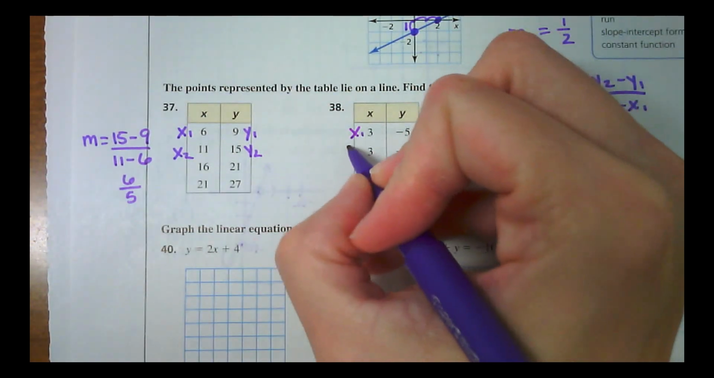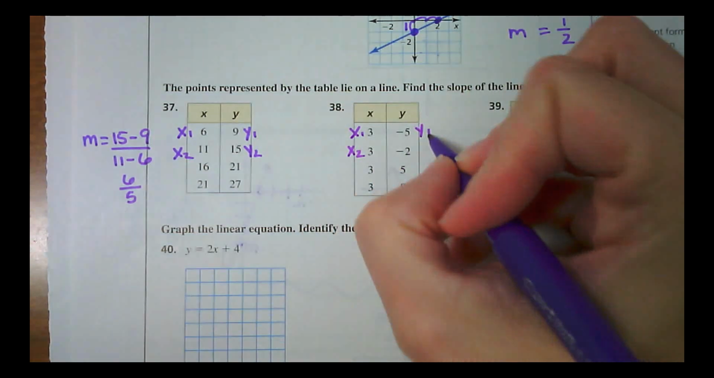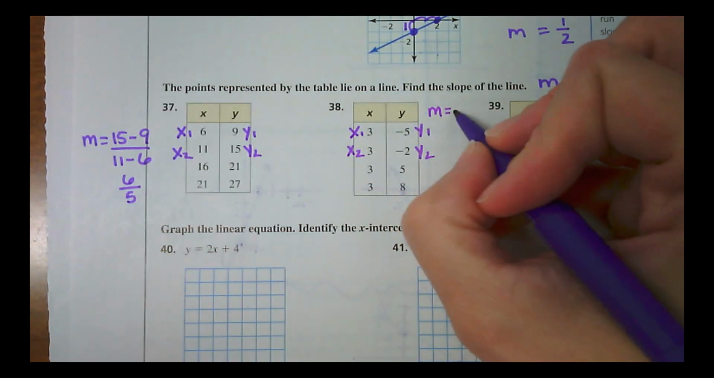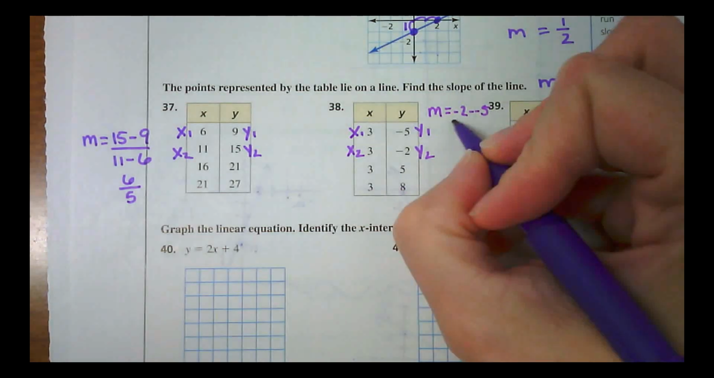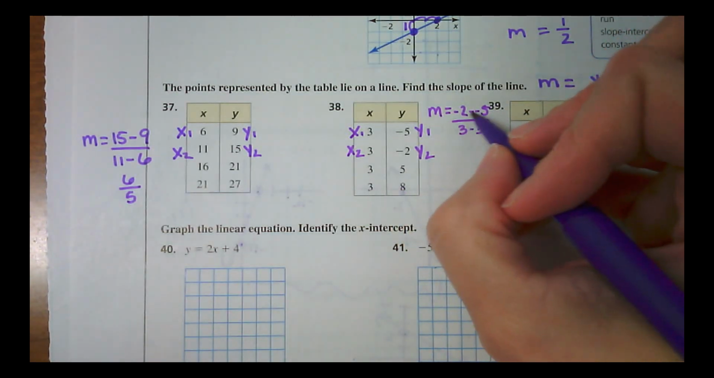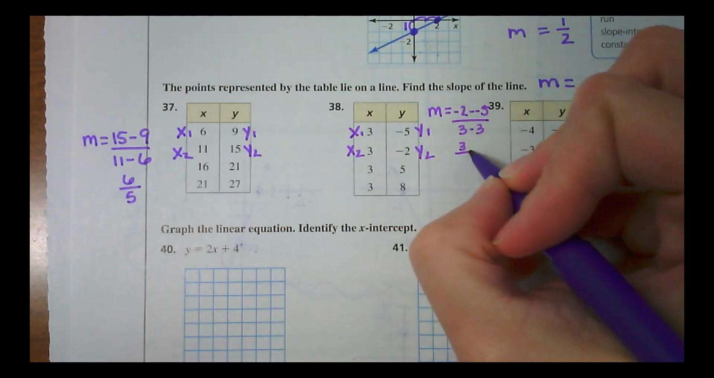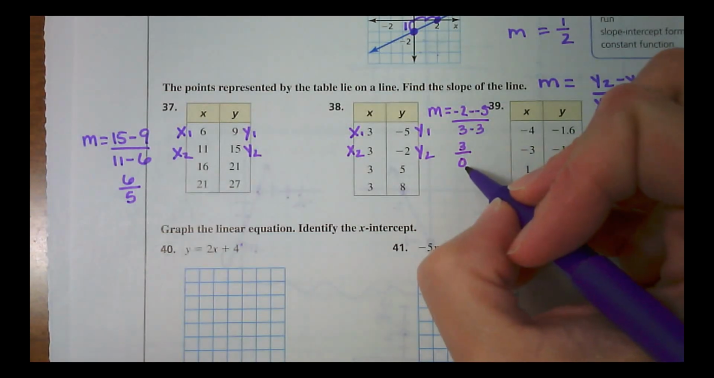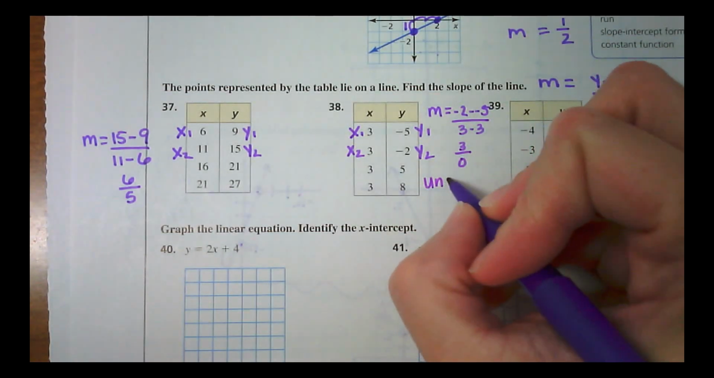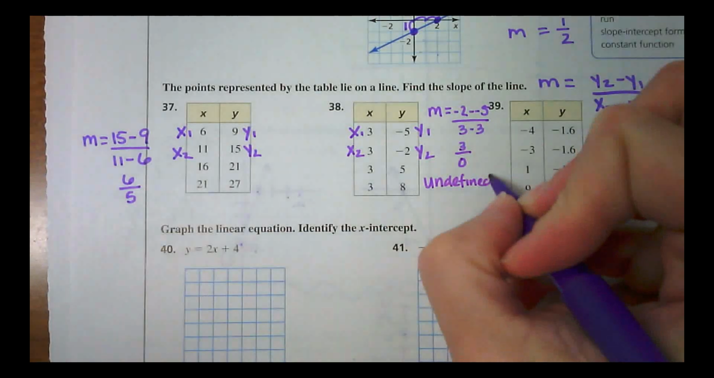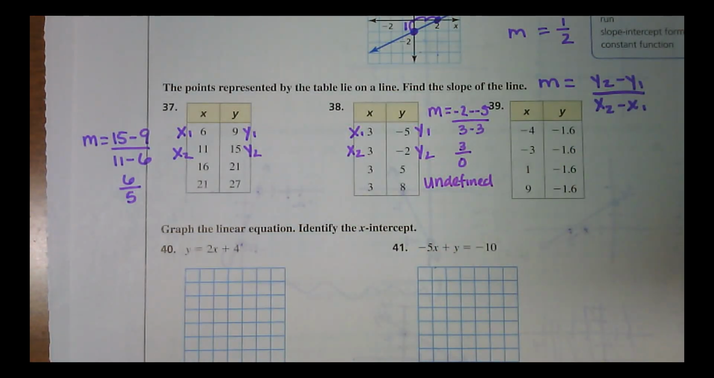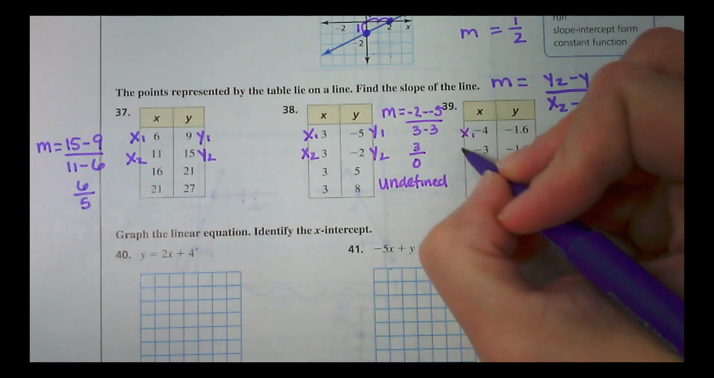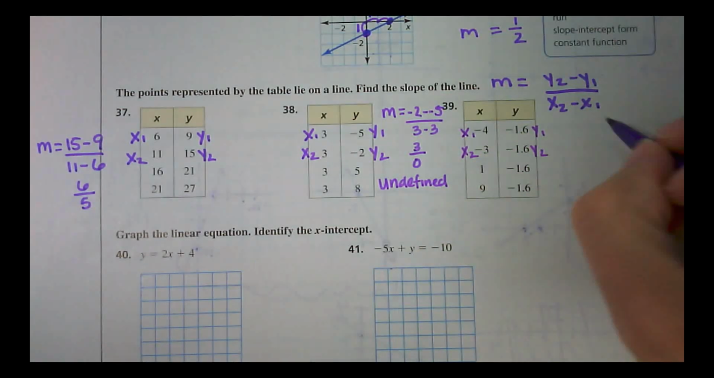Number 38, this is x1, x2, y1, y2. If I subtract, I have -2 minus -5 over 3 minus 3. -2 minus -5 is going to give me +3, and on the bottom I'm going to get 0. If I get 0 on the bottom of any division question, that means it's undefined. We can't divide by 0. So slope is undefined.